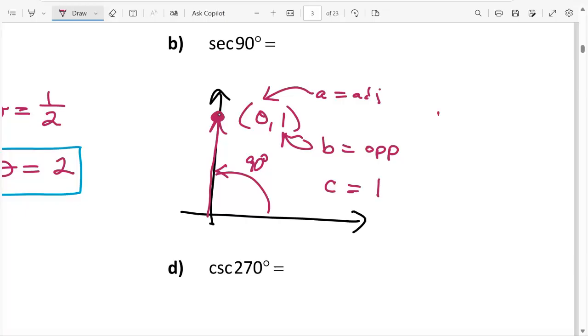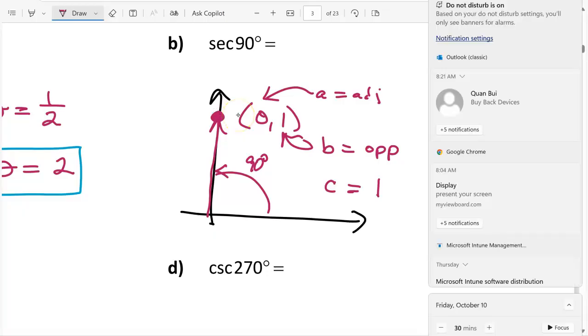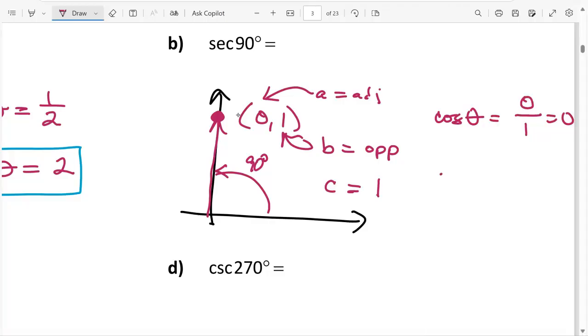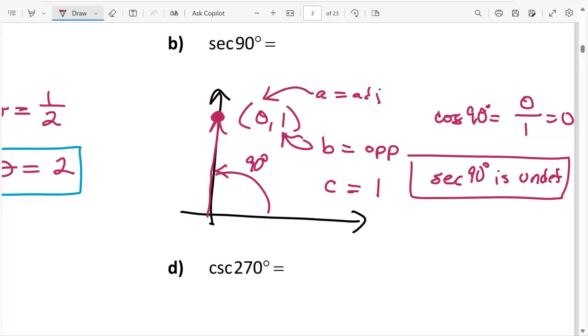So the secant is the reciprocal of cosine. So cosine is adjacent over hypotenuse, and adjacent over hypotenuse is 0 divided by 1, which is 0. And if we flip that to find the secant value, we find the reciprocal of 0, which is 1 over 0, and 1 divided by 0 is undefined, so secant of 90 degrees is undefined. Pardon me, I've put theta here, and what I meant to put was 90 degrees, so secant of 90 degrees is undefined.